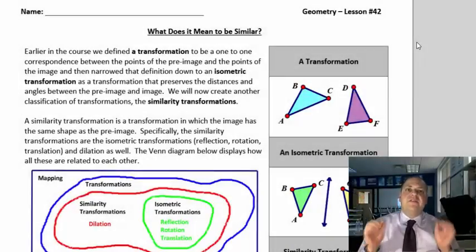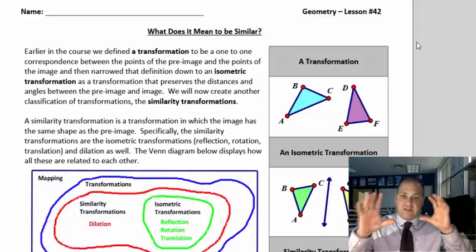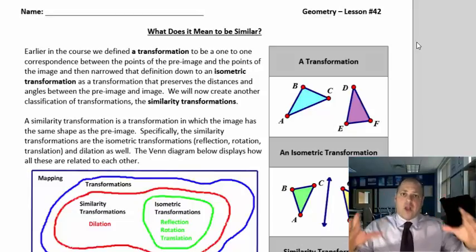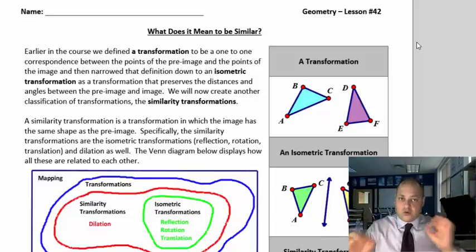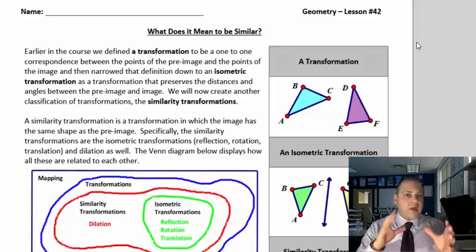What does it mean to be similar? We already know that congruence means identical. Think about that. Congruent means identical. They're the same shape, same size, all angles, all corresponding sides are exactly the same measure. Similar figures, triangles, quadrilaterals, whatever, don't have to have the same shape and size. They do have to have the same shape, but not necessarily the same size.